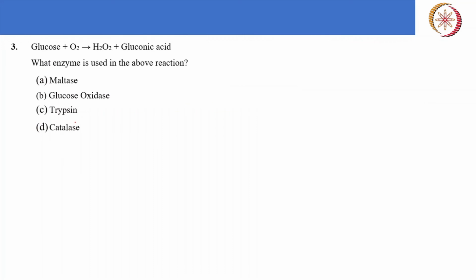Okay. So next question, glucose plus oxygen, hydrogen peroxide and gluconic acid are forming. So what enzyme is used for this reaction? There are four options. One is maltase, glucose oxidase, trypsin and catalase.